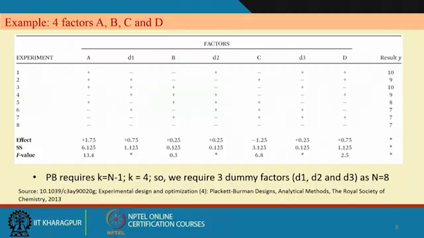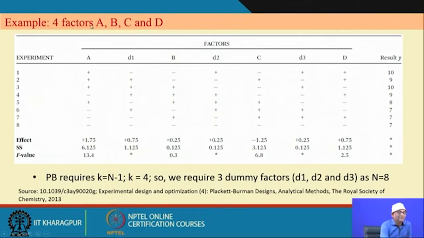Okay. So, here is one example. Suppose you have four factors. If you go by k equals n minus 1, then k equal to 4 means you require 5 runs. But here you are using, suppose, 8 runs. So, you have 3 excess runs. That means you can use 3 dummy factors. So, this is one such design, where A, D1, B, D2, C, D3, D, and this kind of structure or layout is used.